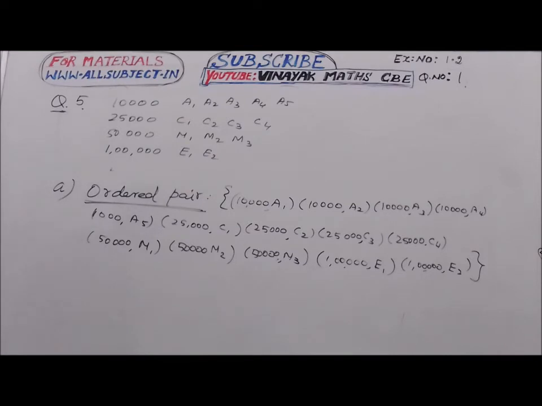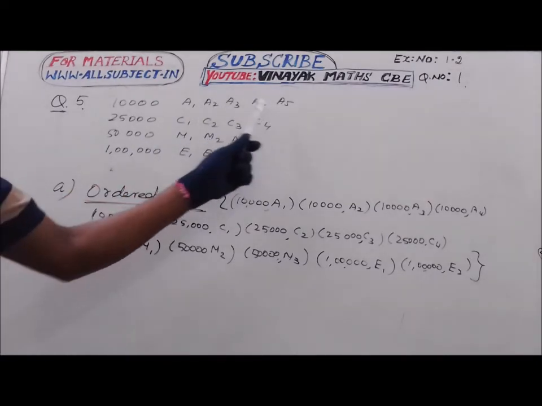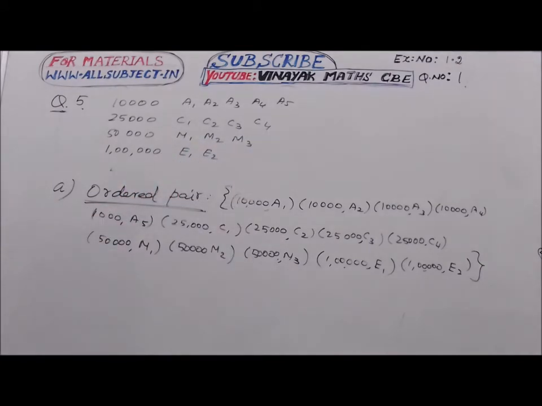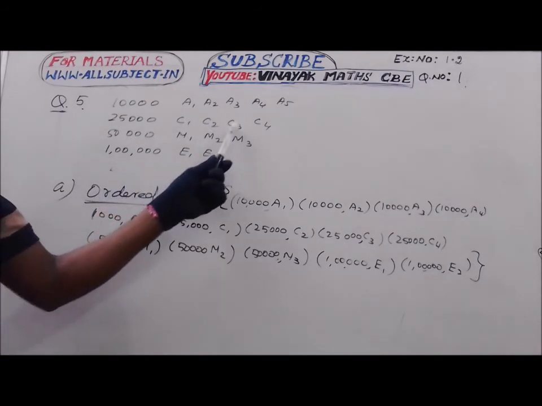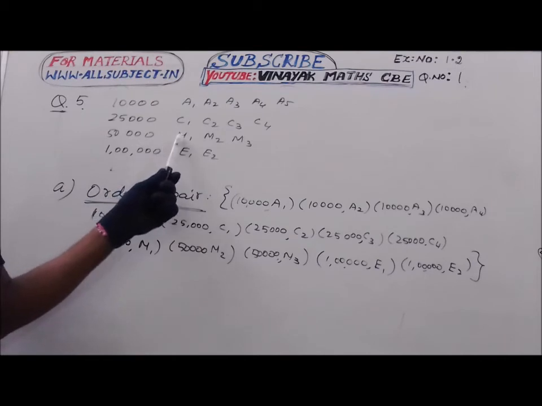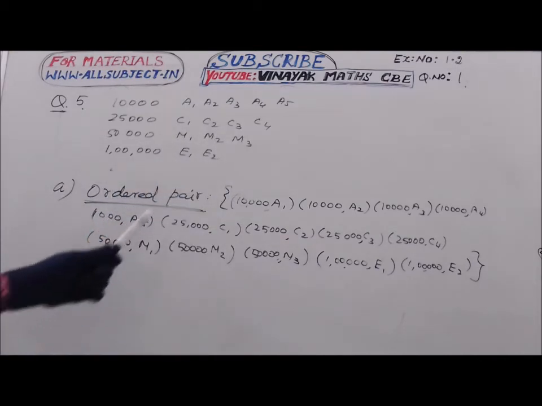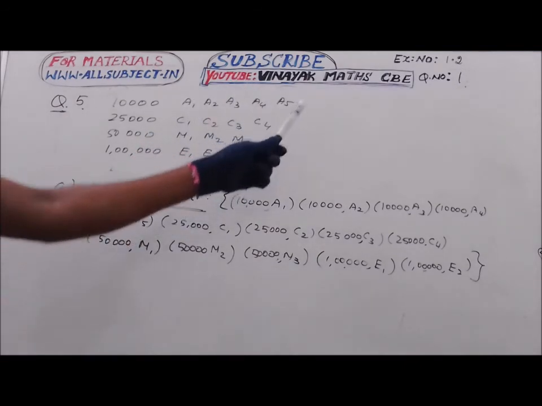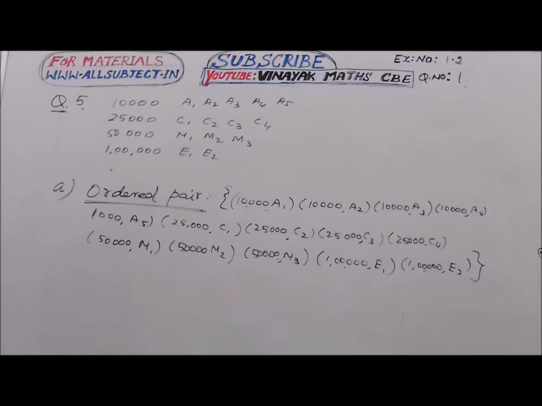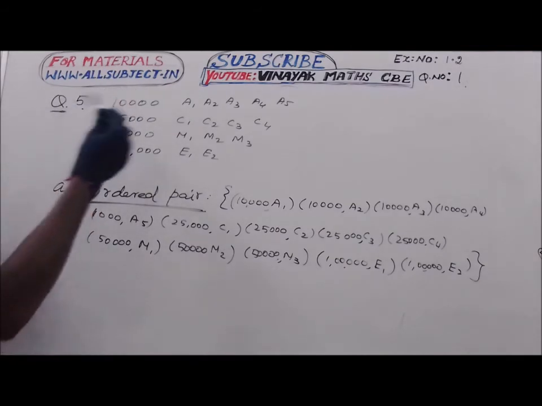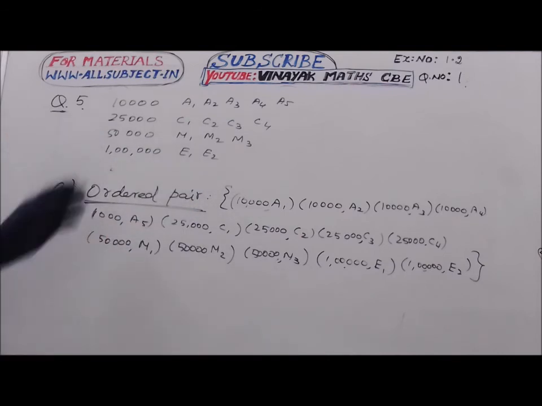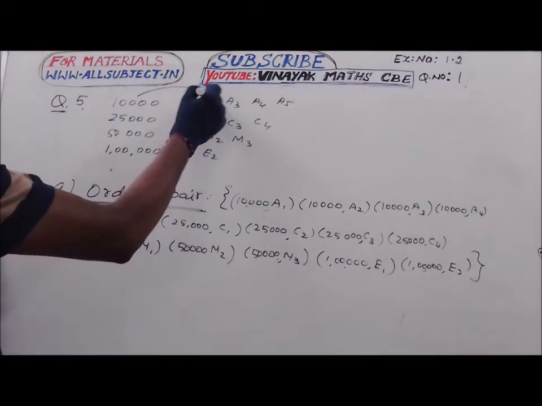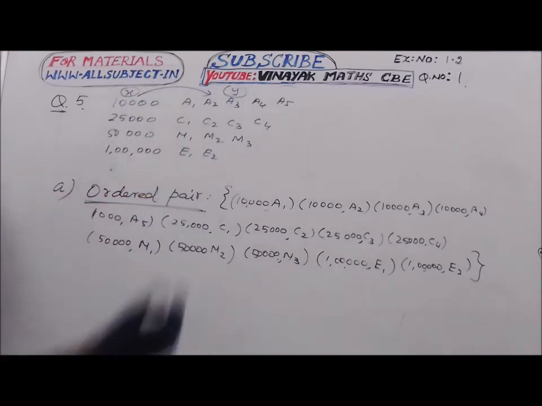Given the company, there are 5 assistants named A1, A2, A3, A4, A5 and 4 clerks C1, C2, C3, C4 and 3 managers M1, M2, M3 and 2 executive officers E1 and E2. They are named this way. Now the respective salaries given to them are 10,000, 25,000, 50,000 and 1 lakh, mentioned on the right side. Now the relation is defined from salary to the persons. So this is taken as X and this is taken as Y.